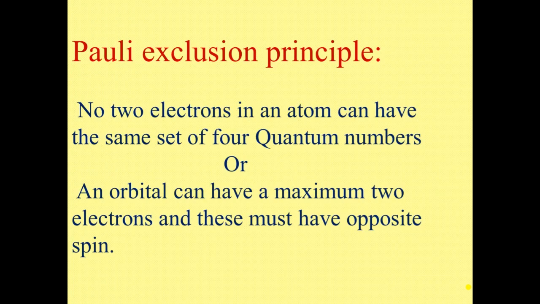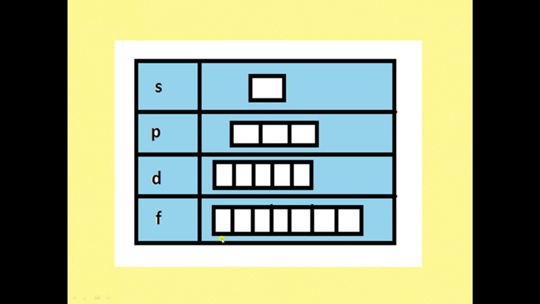According to this, no two electrons in an atom can have the same set of 4 quantum numbers. You are already familiar with the term quantum numbers, okay? So, no two electrons in an atom can have the same set of 4 quantum numbers, that is n, l, ml and ms. In other words, an orbital can have a maximum of 2 electrons and these must have opposite spin. Here you can see that only one orbital is present in s subshell. So in this orbital only 2 electrons can be present and these 2 electrons have opposite spin.